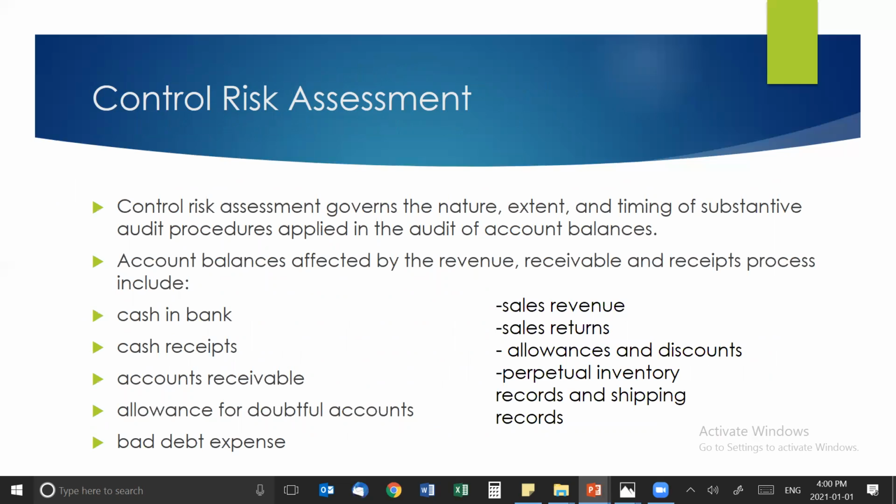So we would do a control risk assessment. We'd first try to understand what internal controls there are around the revenue cycle. This will help us determine how many substantive procedures we're going to do. The account balances that are affected by revenue are what I discussed on the exhibit, but they're all here again. So these are all the accounts that are affected by the revenue, receivable, and receipts process.